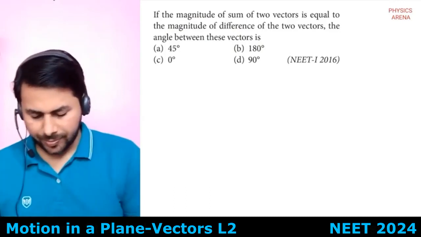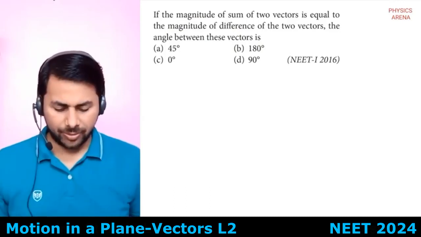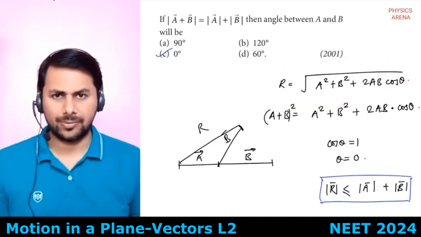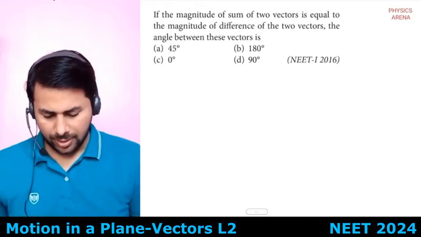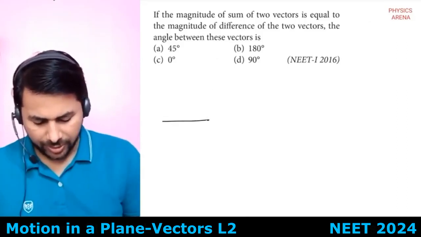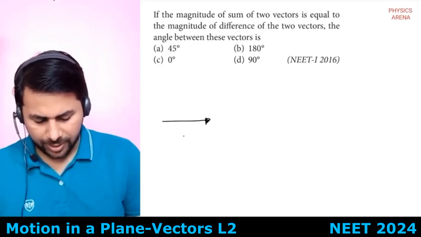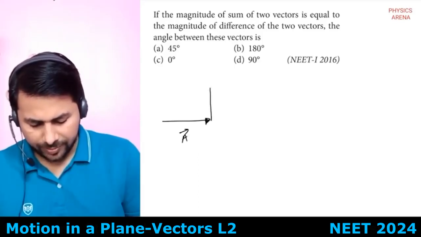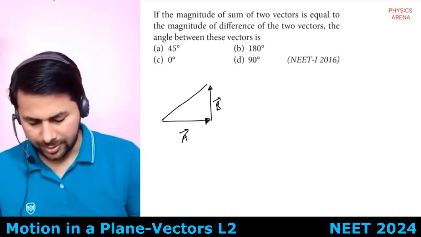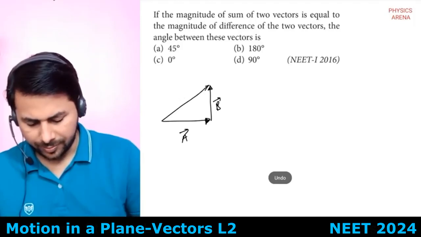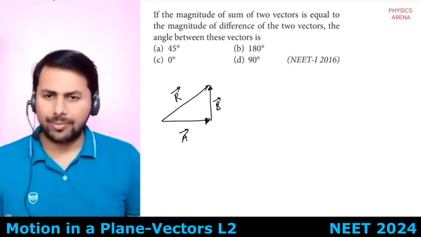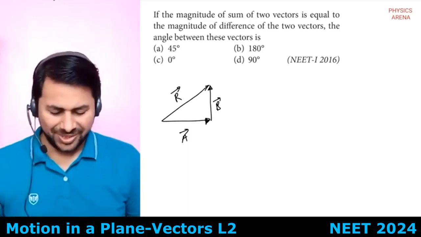So see, the sum of two vectors and the difference of two vectors, if we solve it using this way, it will take some time. Of course we can solve it. So suppose this is your A bar, this is B bar, and this is the resultant, suppose R. Now the resultant of A bar minus B bar, sorry.